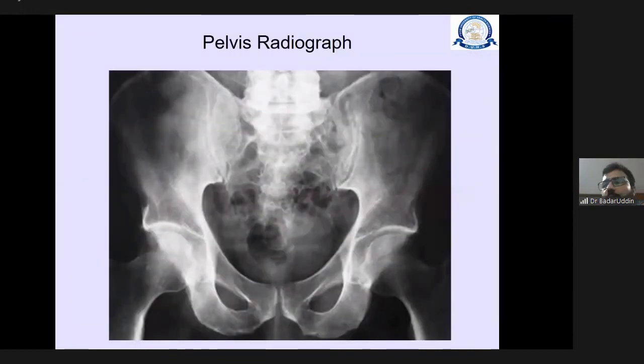So how to read a normal pelvis X-ray? Anybody know? So how will you read? First of all, we will start from the front. This is the pubic symphysis, where the superior pubic rami of both sides unite or meet on the anterior aspect. Once they go laterally, this is the superior pubic rami, and below this is the inferior pubic rami, and this is the ischium.